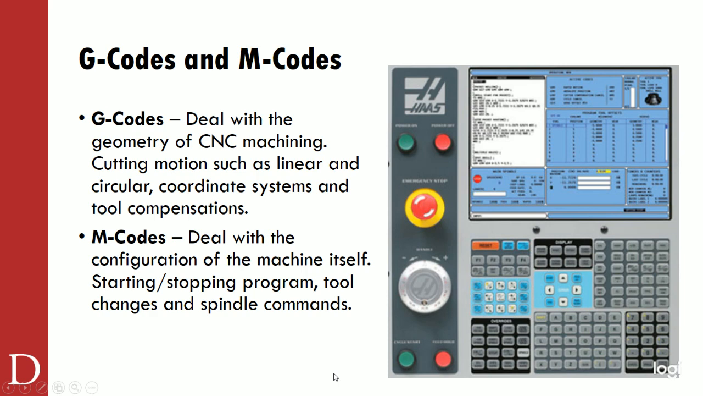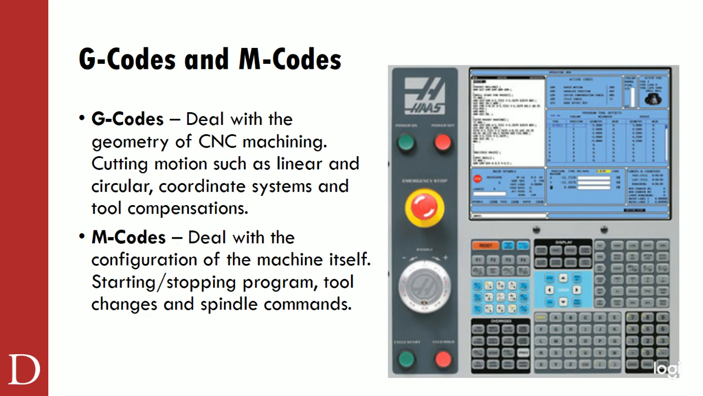Here we go. As a reminder, as you're looking at the controller on a CNC machine, what the controller is essentially doing is sending commands to a motor to physically move that cutter using different geometries. We have two types of codes that we use in our programming language here. The first is a G code. The G code deals more with the geometry of the CNC machining itself: cutting motions such as linear or circular interpolation, what type of coordinate system we're using, tool compensations, things dealing with the motion of the cutter, so that we know where the tip of that cutter is in three-dimensional space at any given time.